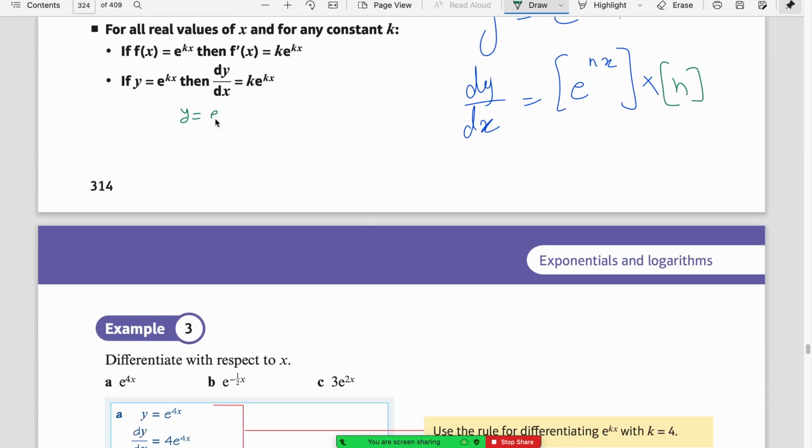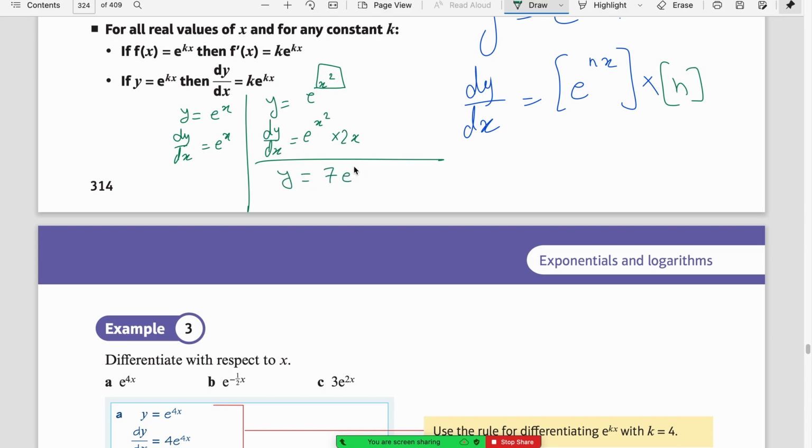For example, y is equal to e raised to power x, so dy by dx is e raised to power x. If you have y is equal to e raised to power x square, the differentiation will be first as it is, you just copy it, then multiply with the differentiation of the power, which is 2x. Y is equal to 7 e raised to power 3x. So dy by dx would be first as it is, 7 e raised to power 3x, then you multiply it with the differentiation of the power only, so that is 3. It becomes 21 e raised to power 3x.